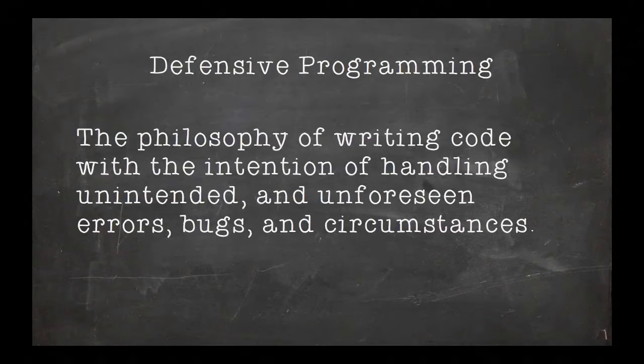So what we're going to cover here today is often called defensive programming, and it is the philosophy of writing code with the intention of handling the unintended, the unforeseen errors, bugs, and circumstances. And that means we're going to have a series of practices that will not necessarily improve your code, but will help you refactor it. By refactor it, I mean rewrite, help it find bugs, try to foresee or try to understand when bugs are going to occur, and when they do occur, write code so that it's easier to find out how to fix these bugs.